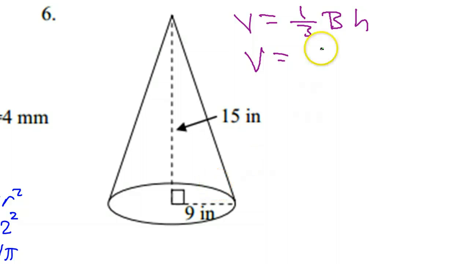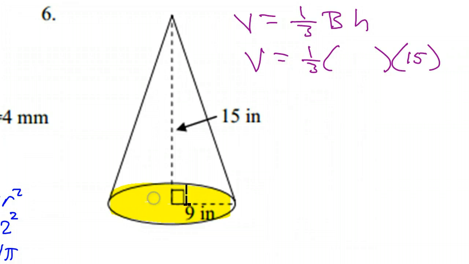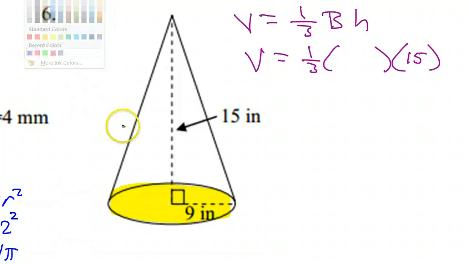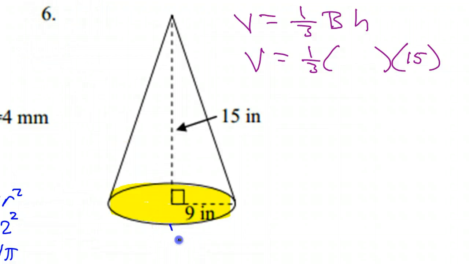Okay, we need 1/3, and now we need the area of the base, and we need the height. Well, look, the height is 15. So what we need is the area of the base. The base is a circle again. When we talk about finding the area of the base, we're talking about finding the area of this circle. The formula for the area of a circle is pi r squared.